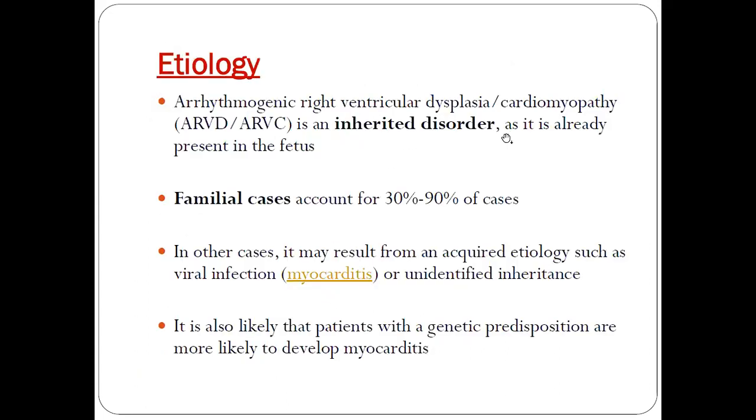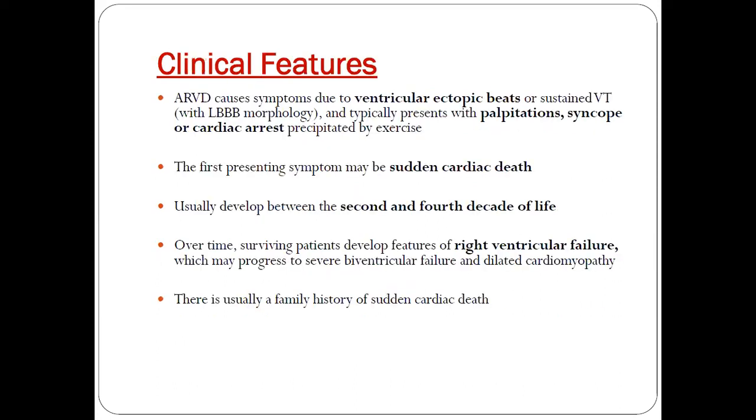Etiology: it is an inherited disorder, as it is already present in the fetus. Familial cases account for 30 to 90% of cases. In other cases, it may result from an acquired etiology such as viral infection, and myocarditis can cause it. It is also likely that patients with a genetic predisposition are more likely to develop myocarditis.